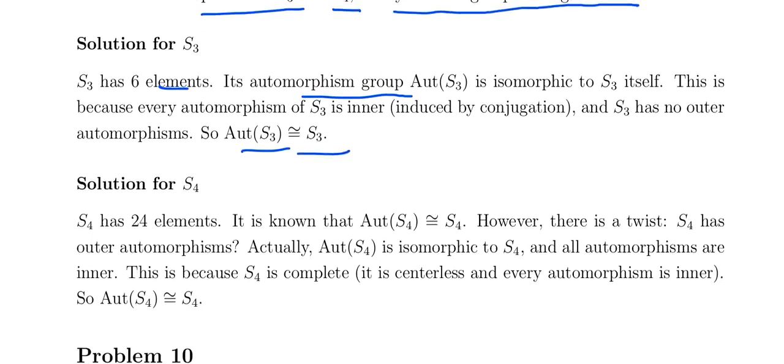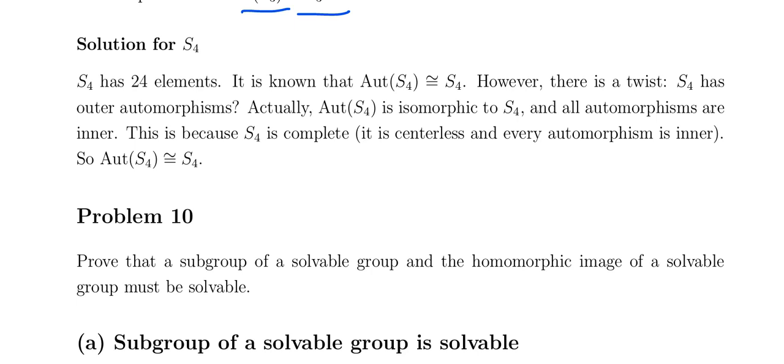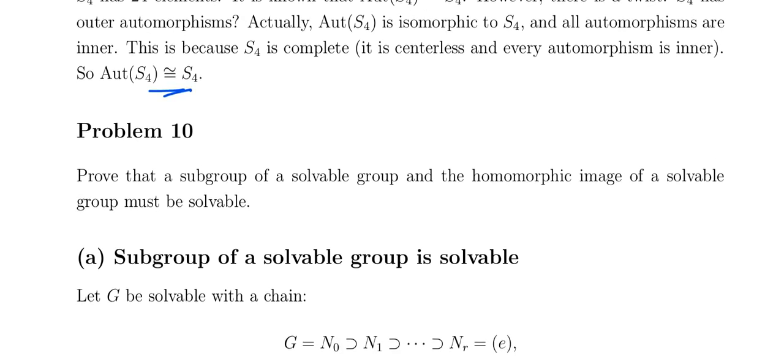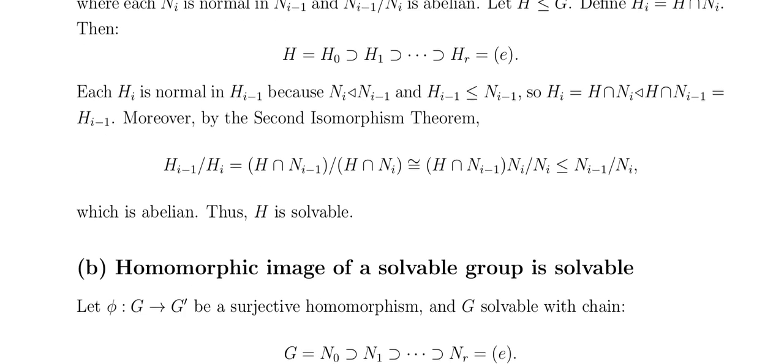And S4 has 24 elements. So the automorphism group of S4 is isomorphic to S4. All automorphisms are inner, because S4 is complete. Therefore Aut(S4) is isomorphic to S4. So leave it. Okay, stop here.